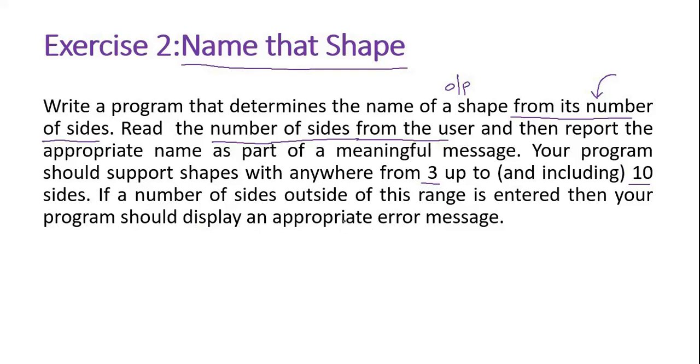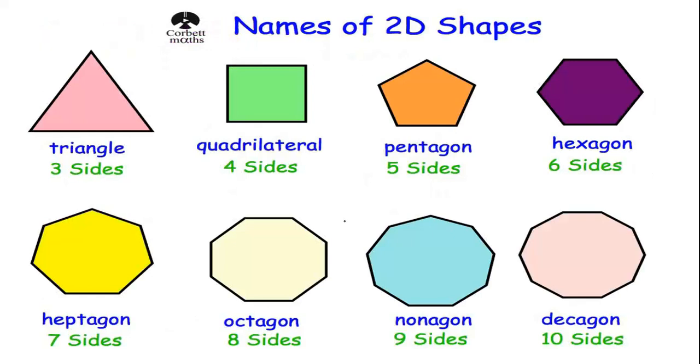Before that, these are the names. I think you may be familiar, some of them may not be familiar. That's why I added this slide. If there are three sides, it's a triangle. If it is four sides, it is quadrilateral. 5 sides, pentagon. 6 sides, hexagon. 7 sides, heptagon. 8 sides, octagon. 9 sides, nonagon. 10 sides, decagon.